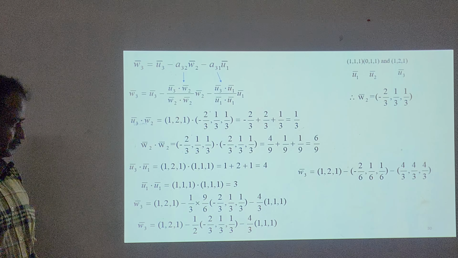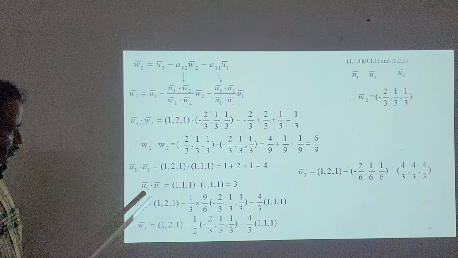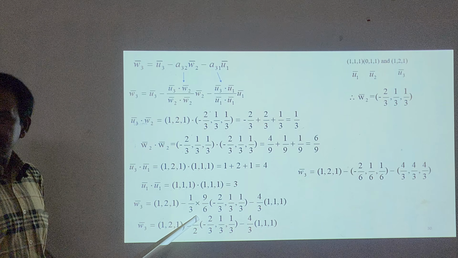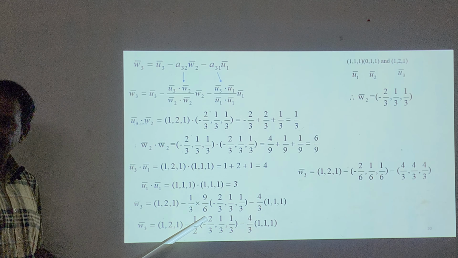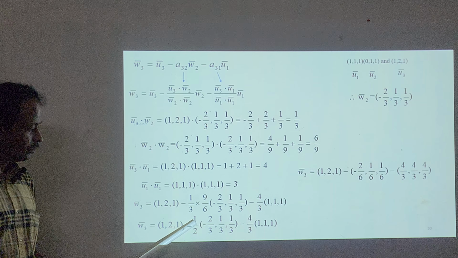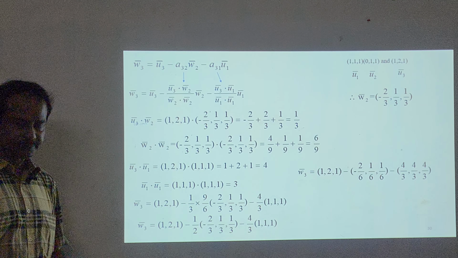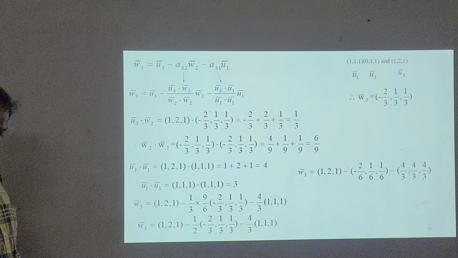Any doubt? So now this will be 9 divided by 18. 9 divided by 3 times 6 is 18, so 9 by 18 gives 1 by 2. I have written the other things as they are. Okay, any doubt? Very simple.